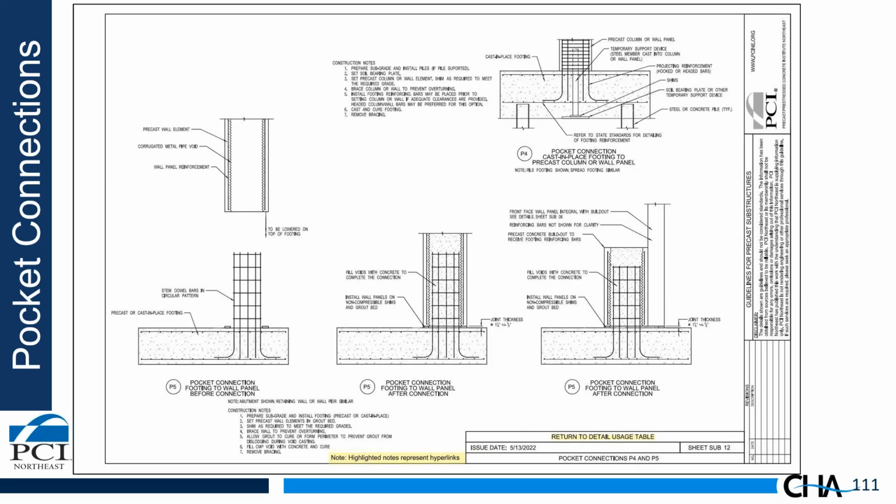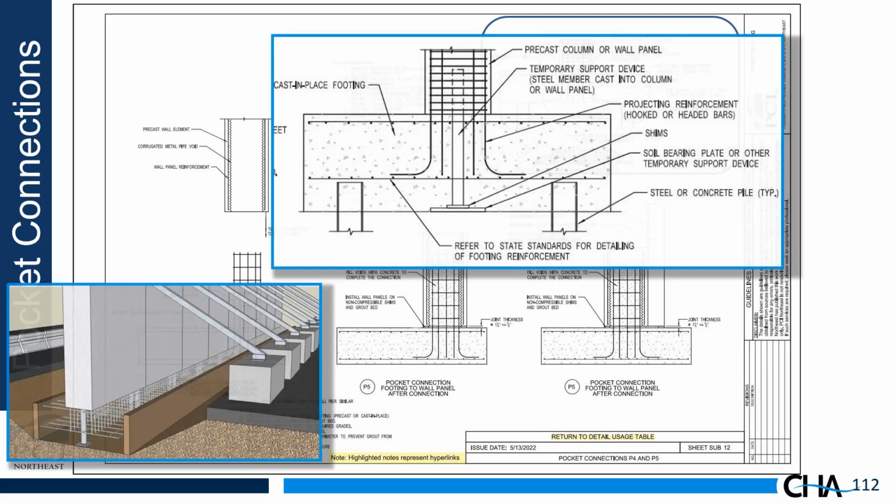Okay, the next connections are connections P4 and P5. These are additional pocket connections. So let's take a look at the one on the upper right. I love this detail because it's so simple. Essentially, we take a precast wall element with a temporary support cast into it, set it on a leveling pad, and then we essentially pour the footing around the bars projecting from the wall element.